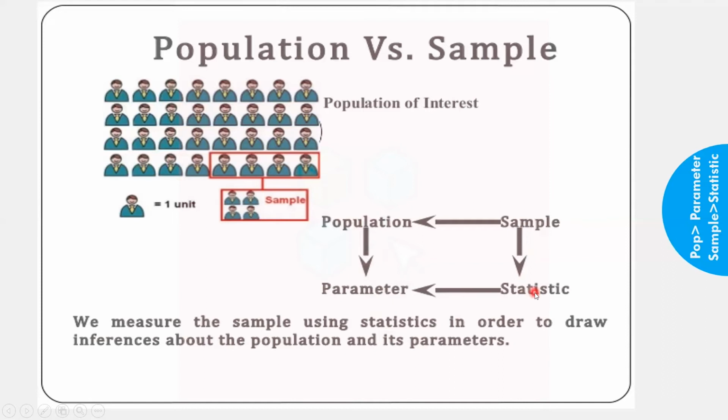The statistic is basically the estimate of the parameter. The parameter is the value which is not available, which is not easy to calculate because it is based on all the observations in the population. There are so many people in the population. On the basis of all the information from the population, we can calculate the parameter, but it is actually not easy to calculate. So the statistic is used to estimate the parameter. So we measure the sample using the statistic in order to draw inference about the population and its parameters.